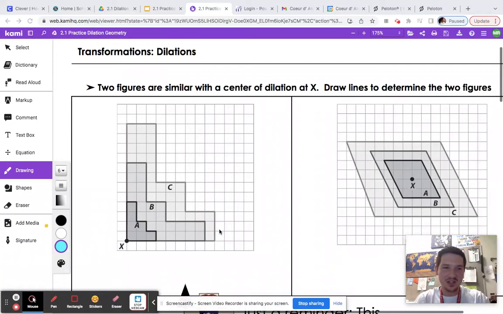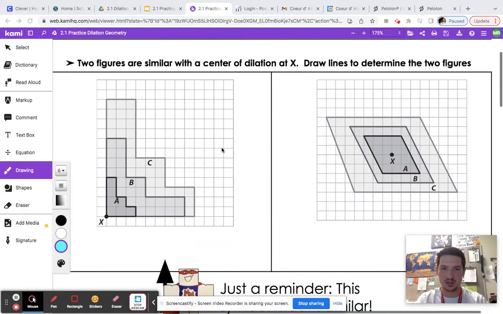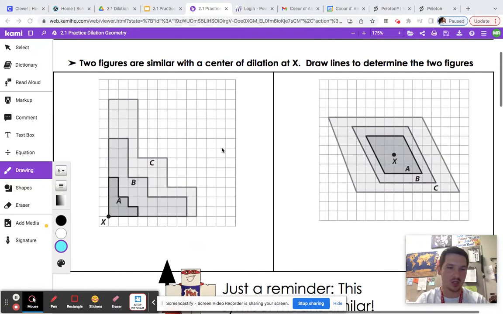Hey, so I wanted to help you out with these two questions for this first part of the dilation project or activity that we're going to be doing. When I am asking you to draw lines to determine figures, there's two ways we can do this. Way number one is that we can draw lines through the vertices, meaning we can draw straight lines.